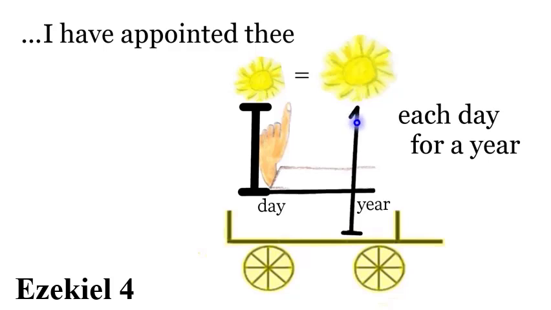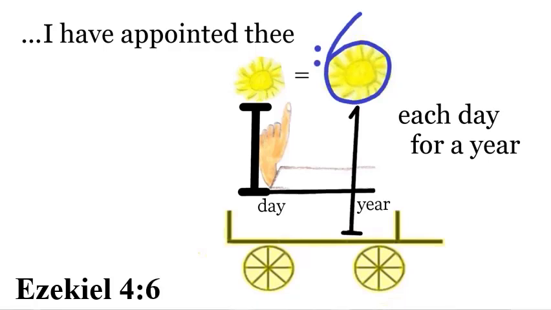The right side is made into a 1 with a bigger sun on top to represent a year. You can think of the bottom line also as an equal sign to help you remember Ezekiel 4 is about 1 day equaling 1 year. Then we add the verse number, always in royal blue, to give you another associative mechanism. Here we have the verse number 6 drawn around the sun to remember Ezekiel 4:6 is, I have appointed thee each day for a year.